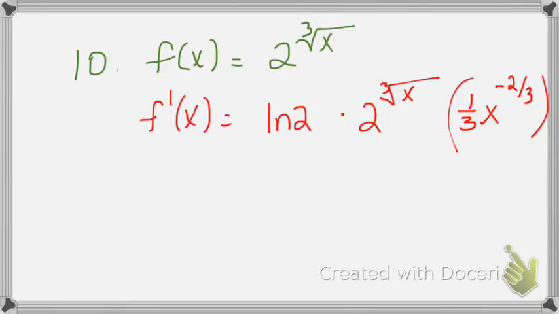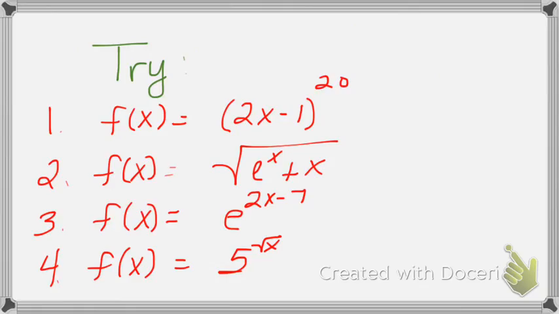I know the rule's a strange rule, but I think you can do it. I basically gave you two types of examples of problems where you could use the chain rule. Here's some try problems. The first and the second one are very similar because it's something to a power. Number 3 and 4 are e to a power and 5 to a power. Just don't forget that you multiply by the derivative of the power or the derivative of the inside.